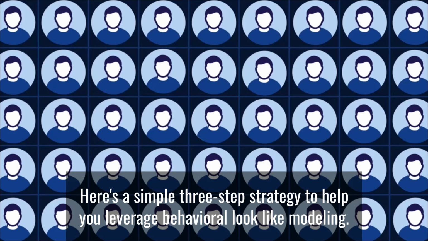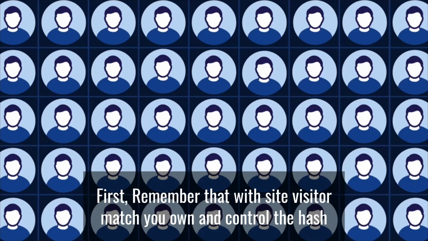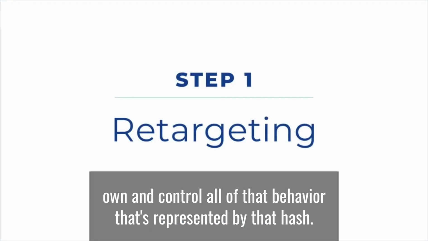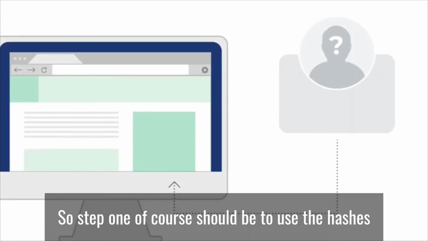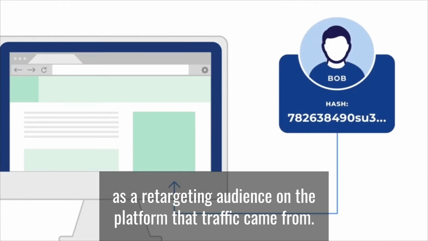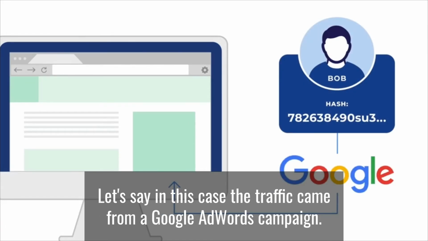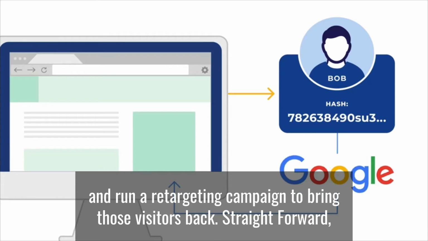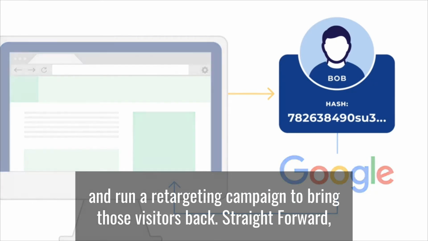Here's a simple 3-step strategy to help you leverage behavioral lookalike modeling. First, remember that with Site Visitor Match, you own and control the hash, which means you own and control all of that behavior that's represented by that hash. So step 1, of course, should be to use the hashes as a retargeting audience on the platform that traffic came from. Let's say in this case, the traffic came from a Google AdWords campaign.